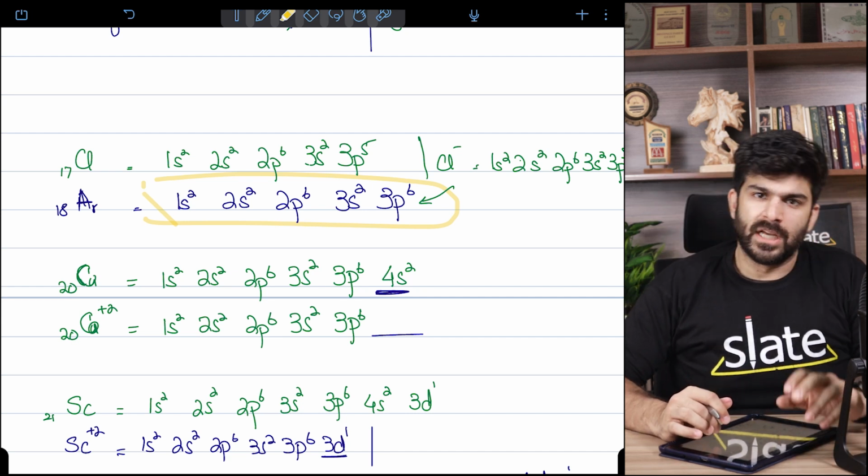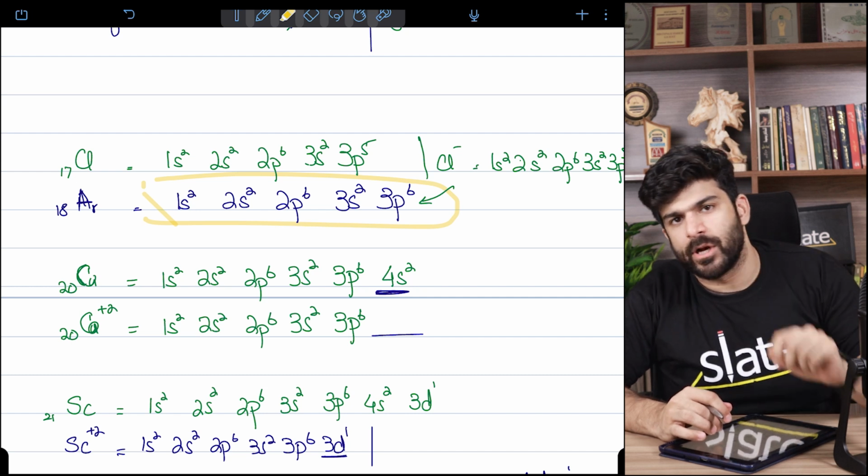So that is all for this concept of ions and their electronic configuration.